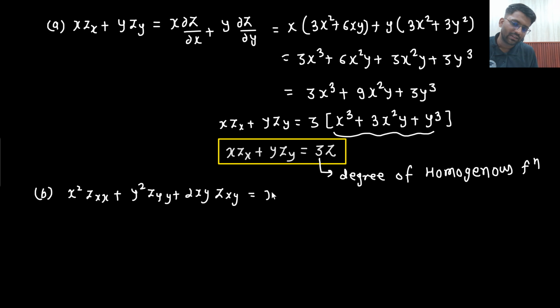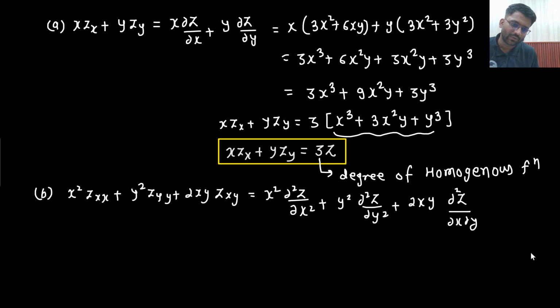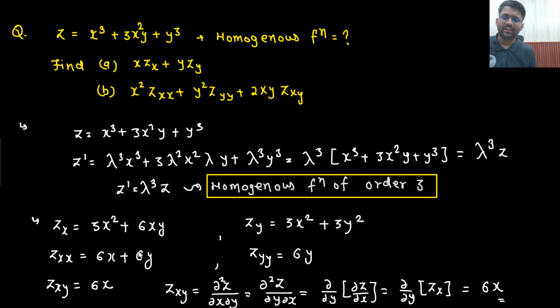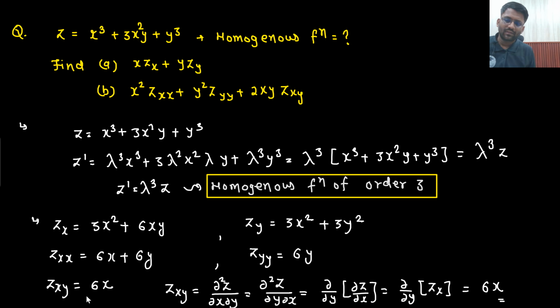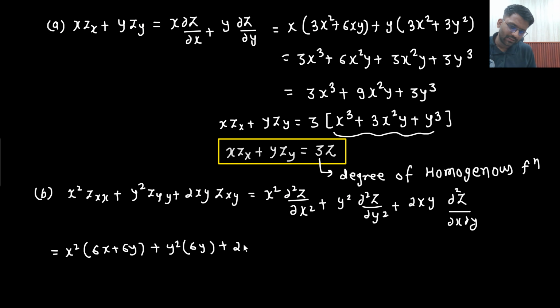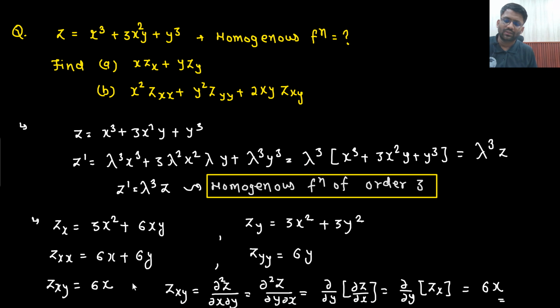Now you would know the definition: x square del square z by del x square, y square del square z by del y square, 2xy, differentiation of z with respect to x as well and with respect to y as well. So now we have all the values. x square into del square z by del x square, zxx is 6x plus 6y, plus y square into zyy, which is 6y, plus 2xy into zxy. What is zxy? That is 6x.